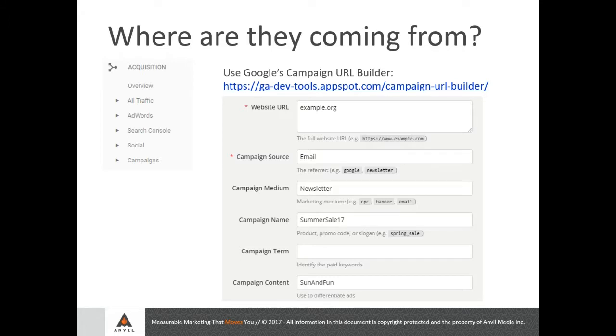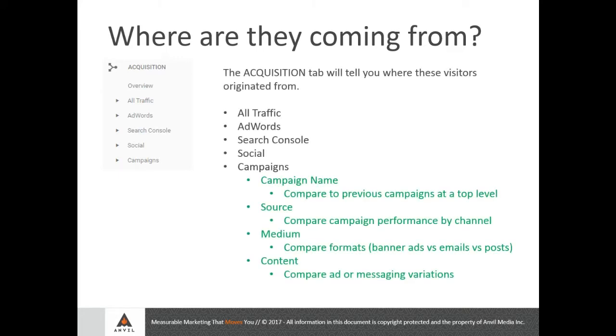There's really no excuse not to use this, because Google makes it impossibly easy to create campaign tracking on all of your URLs. You can actually just Google URL builder, and the first result will be this URL here, gadevtools@appspot.com, campaign URL builder. And essentially you'll plug in the landing page URL you want to use. You'll plug in your campaign source, your medium, and your name, and your content. And as long as you're consistent with how you're using this structure, when people visit your site, you're going to be able to compare previous campaigns at a top level.